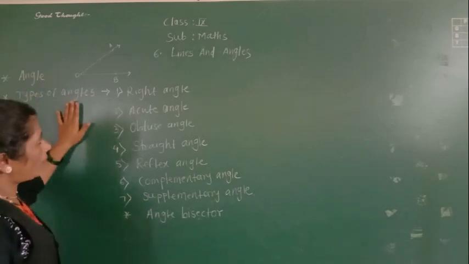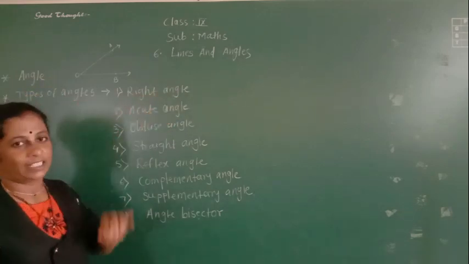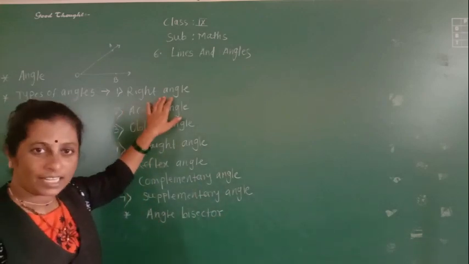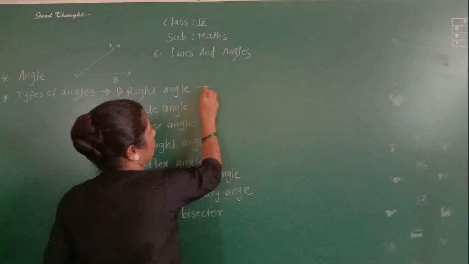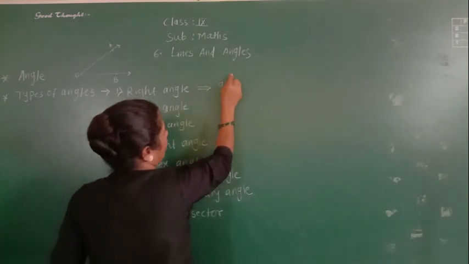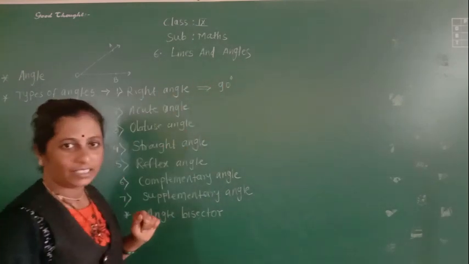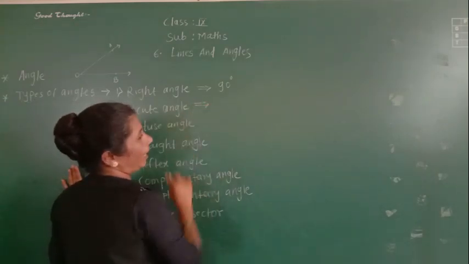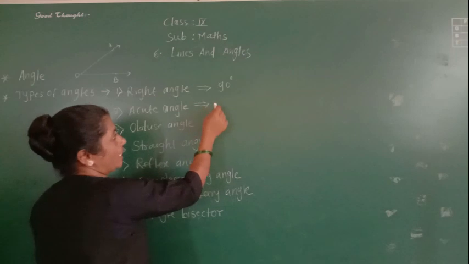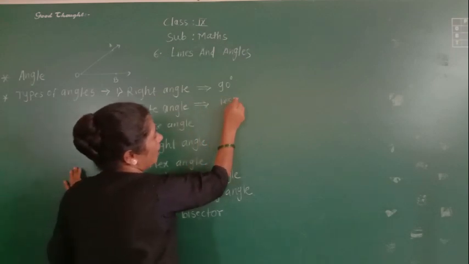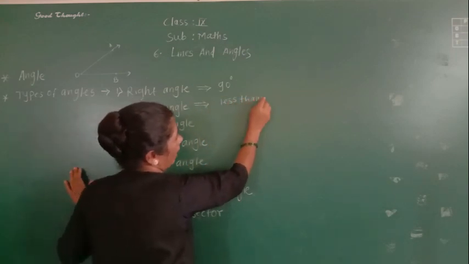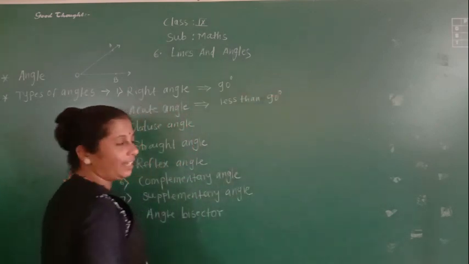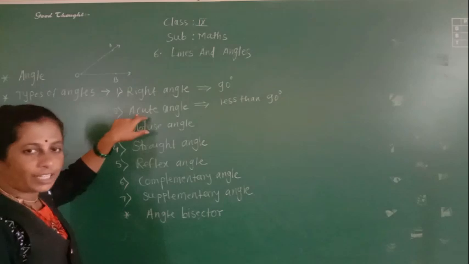So now, for types of angles, first we will see the right angle. So what does a right angle mean? The angle whose measure is exactly 90 degrees. So an angle whose measure is exactly 90 degrees is called a right angle. Everyone knows about this. What about the acute angle? For an acute angle, the measure of the angle is less than 90 degrees, right? So that is called an acute angle.